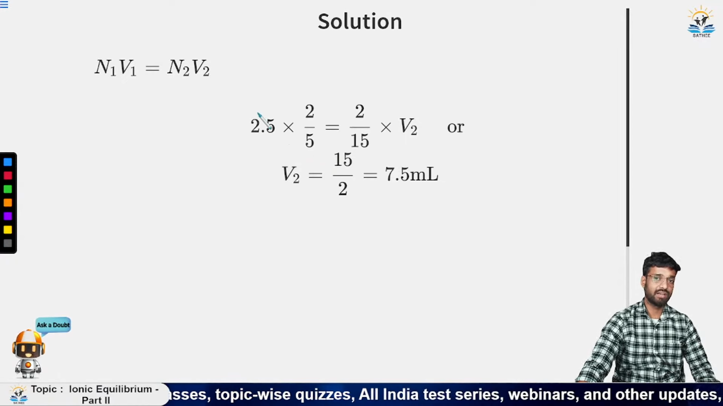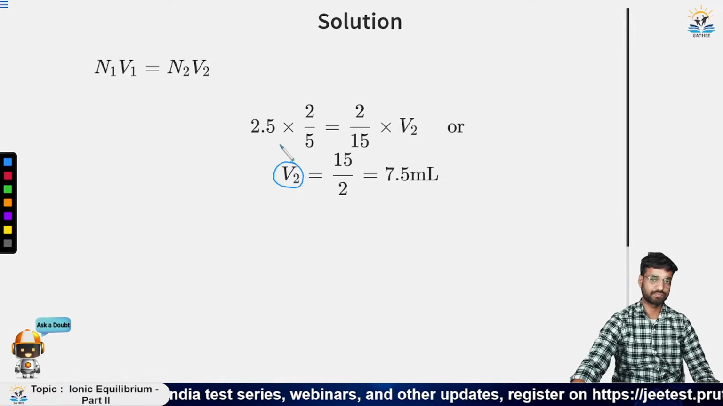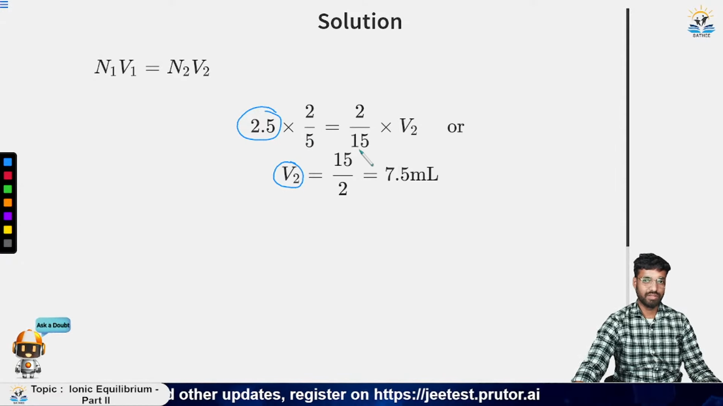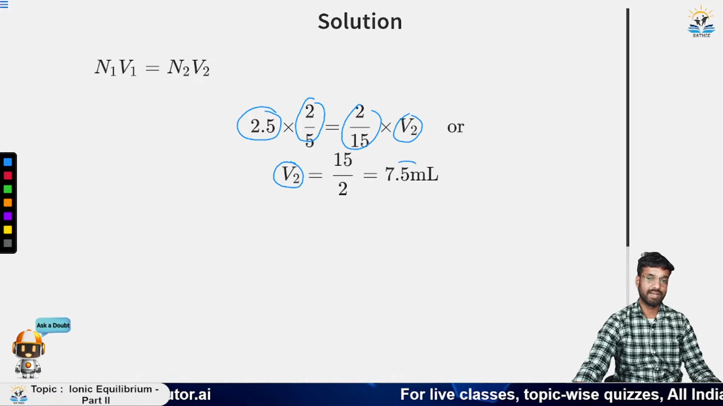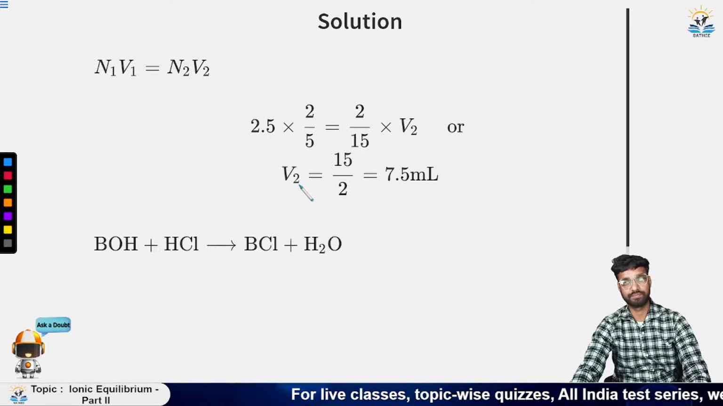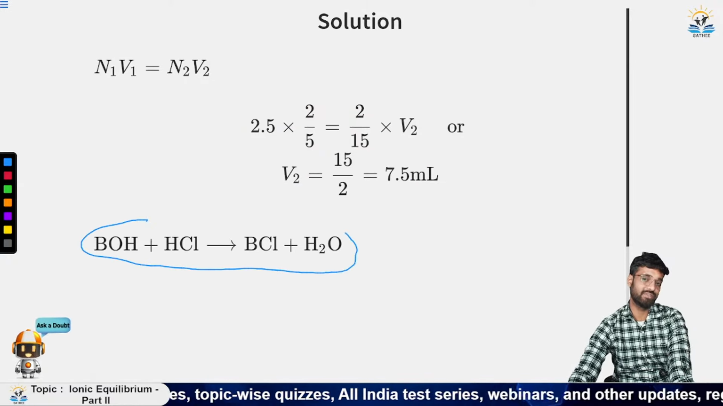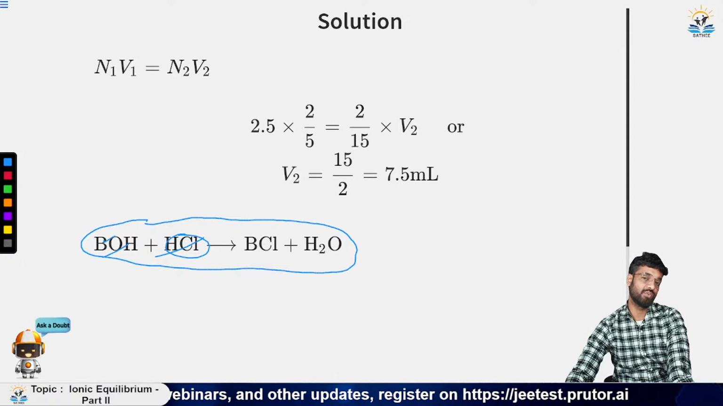Now if you want to find the volume V2, since N1V1 equals N2V2, it will be simply N1V1 equals N2V2. It was 2.5 into 2 by 5 of M, equals 2 by 15 into V2. So we'll get it as 7.5 ml. Okay. Now suppose we take a hypothetical reaction, or you can say a known reaction, in which both of these are having, so this is already given, a monoacidic kind of base. Okay.